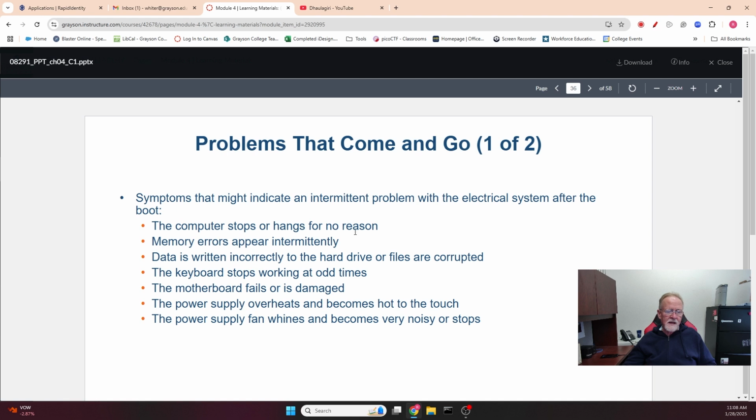Computer stops or hangs up for no reason, and then it keeps working. Memory errors appear intermittently, but then they keep working. Data is written incorrectly to the hard drive, or files are corrupted. Sometimes, but not all the time. Keyboard stops working at odd times. Motherboard fails or is damaged. Now that's not really intermittent. That's an issue. I will tell you on motherboards what can be intermittent though.